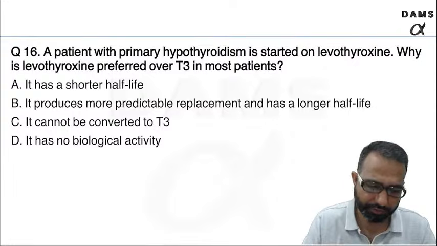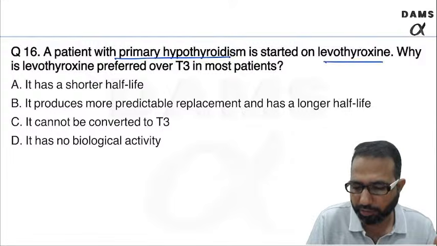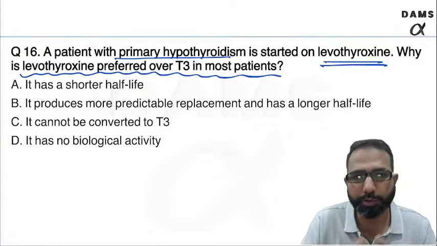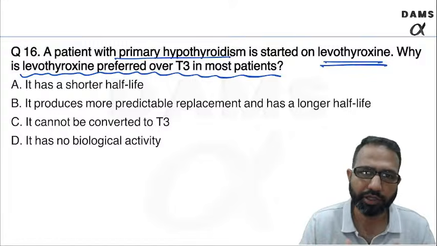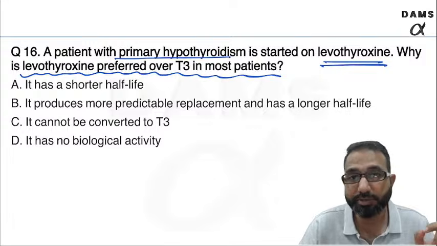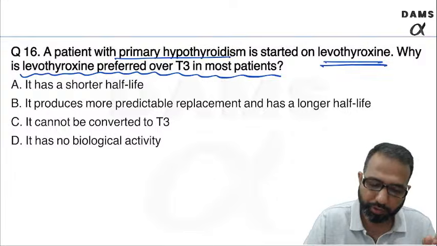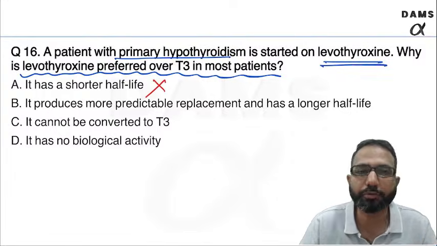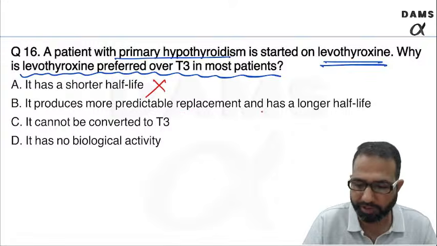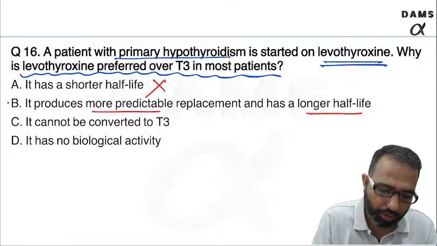Okay, let's see the next question. A patient with primary hypothyroidism is started on levothyroxine. Why is levothyroxine preferred over T3 in most patients? So we have the two. That is basically a physiology question. In physiology, you know the basic difference between T4 and T3. Levothyroxine is basically levo T4, so we use T4 instead of T3. What is the difference? T4 is longer acting, T3 is shorter. It produces more predictable replacement and has a longer half-life. Yes, more predictable, longer half-life.